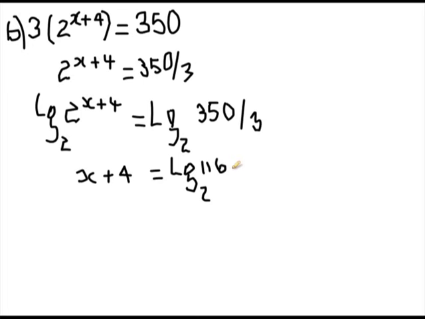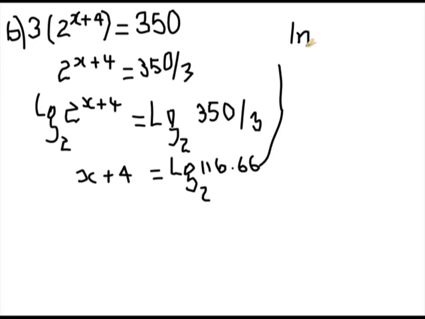350 over 3 is approximately 116.66. Okay, since I want to know x, I have to evaluate log base 2 of 116.66. In your calculator there is no log base 2. Remember, you have only ln, which is the natural logarithm, and log, which is log base 10. So in order to compute this, you're going to change the base.